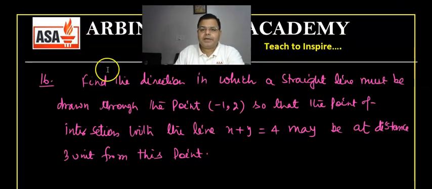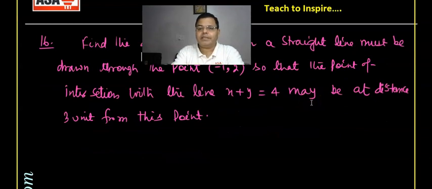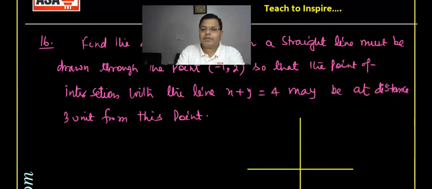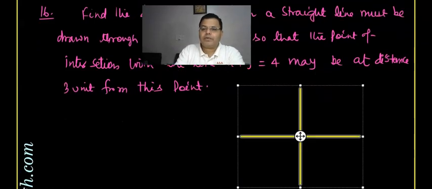Now, it is given that find the direction, it means you have to calculate theta, in which a straight line must be drawn through -1, 2, so that the point of intersection with the line may be at 3 units from this point, right? So there are two lines. One line is given, x plus y is equal to 4. So clearly this point does not lie on this line; -1, 2 is not satisfying. So here there will be a line. We can draw this diagram. x plus y is equal to 4.